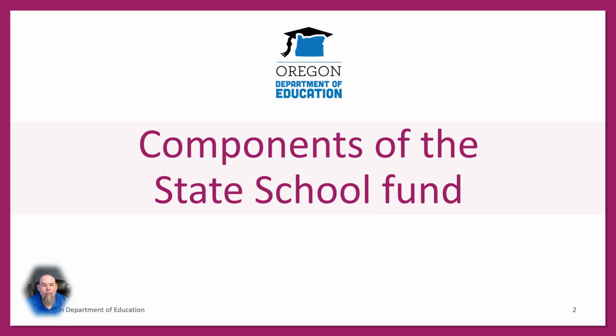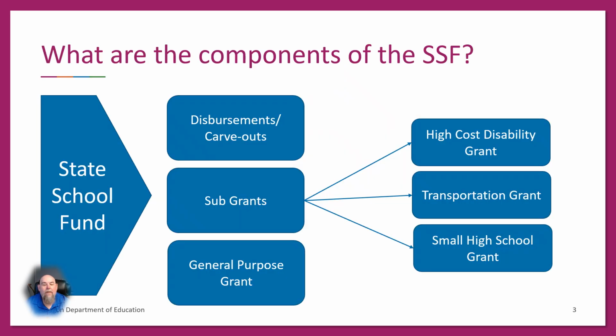In this video, we will be discussing the components of the State School Fund. The State School Fund consists of three major components. They are disbursements or carve-outs, subgrants, and the general purpose grant. The three subgrants are the high-cost disability grant, the transportation grant, and the small high school grant. If you would like to know more about those subgrants, we have other videos that explain it in greater detail.